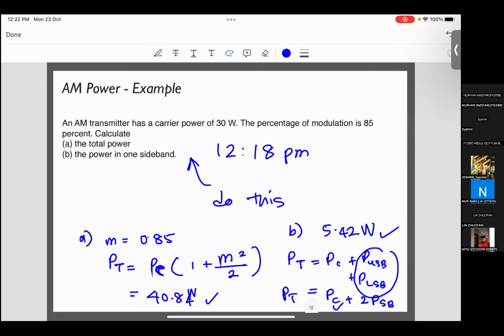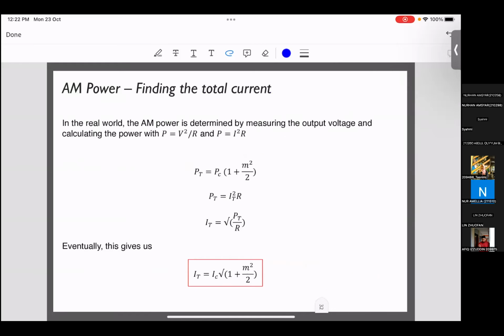Okay, moving on to the next slide. Thank you for answering. The next one is relating AM in terms of current. Just now we converted voltage to power, and we know that to do so we need to use the voltage in its RMS form, which is dividing it by the square root of 2 or multiplying it by 0.707. Now, what is it for current? In the real world, the AM power is determined by measuring the output voltage and calculating the power with P equals V squared over R or P equals I squared over R.